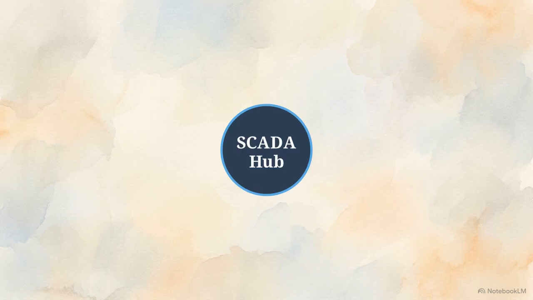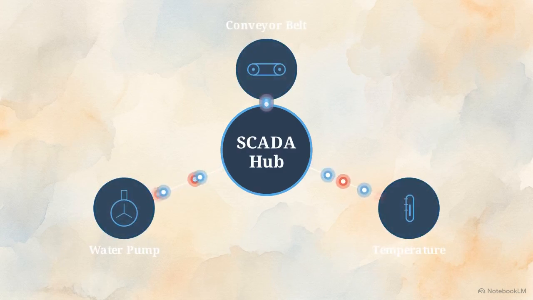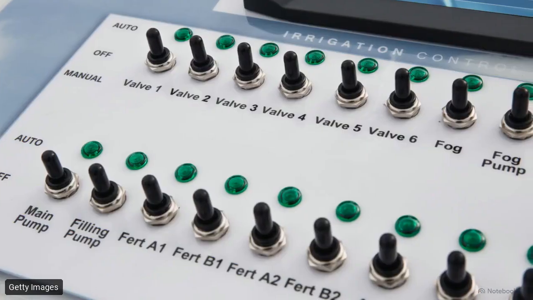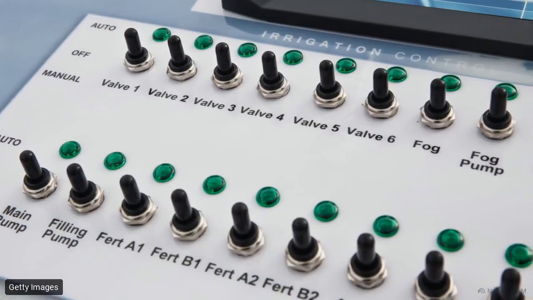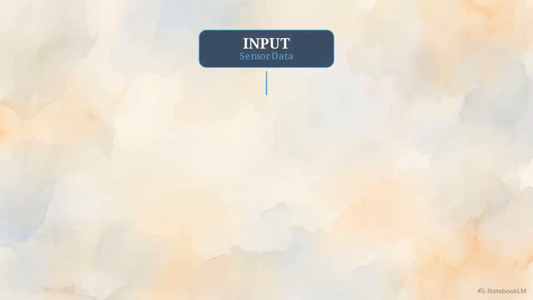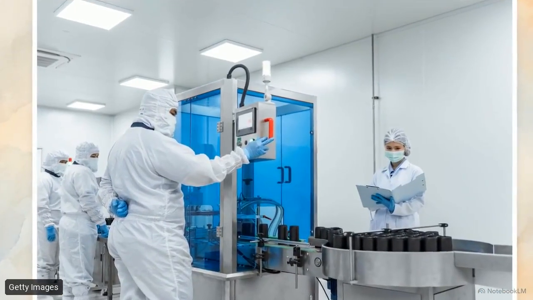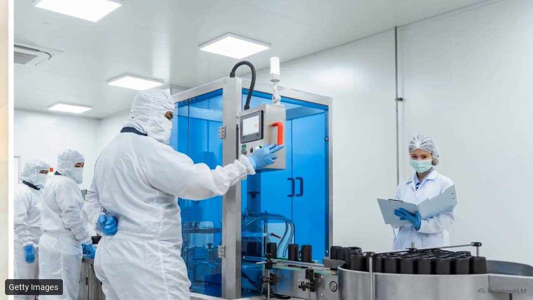SCADA is a centralized system that monitors and controls industrial processes automatically, removing the risk of human error from routine tasks. In this tutorial, we are going to build a SCADA project from the ground up. By the end of this video, you will know how to identify the hardware components, map out the digital software logic flow, and execute the exact operational steps to control an automated water tank system.